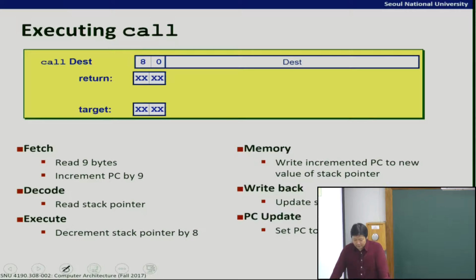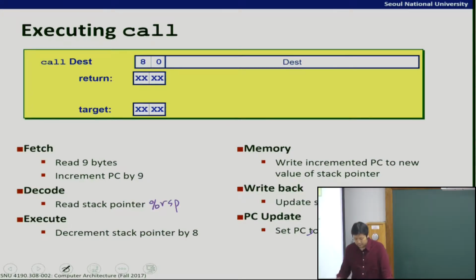So let's say we're executing the call instruction. What does it take to execute the call? In the fetch stage, we read 9 bytes and increment PC by 9. In the decode stage, we have to read a register, because in the call instruction we first have to push the return address to the stack, right? That's what needs to be done. So in the decode stage, we read the stack pointer, the RSP register.